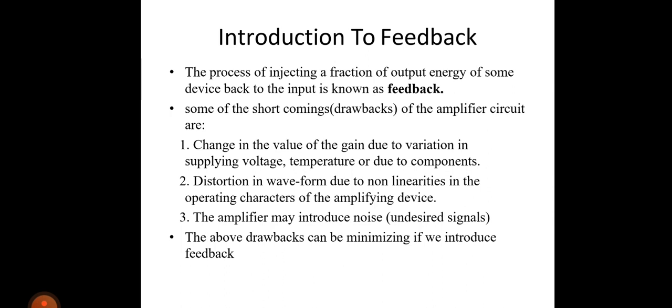Distortion in waveform due to non-linearities in the operating characteristics of the amplifying device. At the output distortion comes, that means the shape of the output will not be the same as the shape of the input waveform. There will be some distortion due to non-linear characteristics of the active device, that is nothing but transistor or FET. The amplifier may introduce noise. The above drawbacks can be minimized if we introduce feedback. So, all these can be rectified if we introduce feedback.